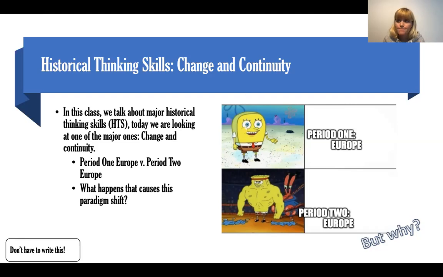Okay. At some point, and this is going to be very critical for AP World History, Europe's world domination is going to set the stage not only for period two, but period three and period four. We are still seeing the influence of European domination today in 2020. So what's going to cause this paradigm shift? How is Europe going to go from sad SpongeBob to awesome Rocky type SpongeBob? Well, that's the question we're going to answer today.